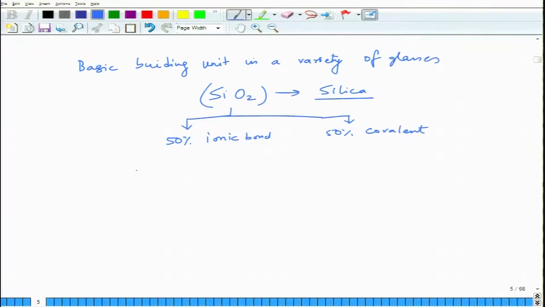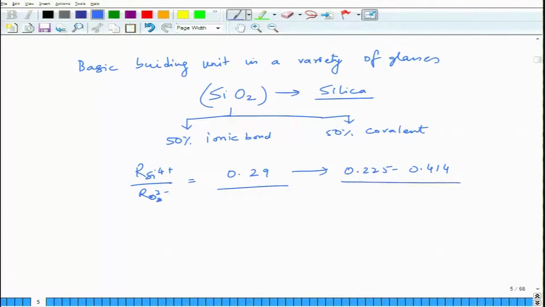Now, if you take the radius ratio of silicon 4 plus to oxygen 2 minus, the radius ratio works out to be nearly 0.29, and this 0.29 you can see falls between 0.225 to 0.414. As a result, it is preferred to have a tetrahedral coordination.